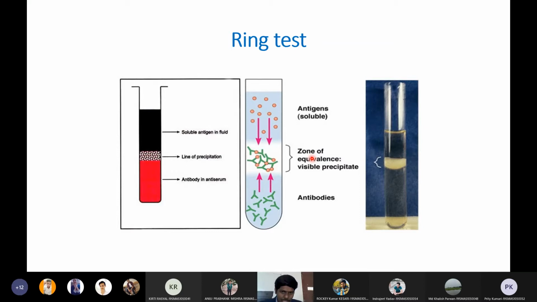In the immunodiffusion test we have four types. The first one is single diffusion in one dimension test. I have a gel that has the antibody, and I placed a drop of antigen. The antigen started migrating into the gel, and at one point it became precipitated. So this is the ring test. This is a single diffusion in one dimension test.